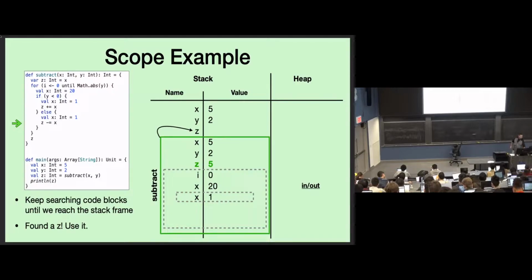But if I did have, like, above subtract, def, whatever, that would be in the heap in an object with the name of whatever object this is wrapped up in. Any other questions?